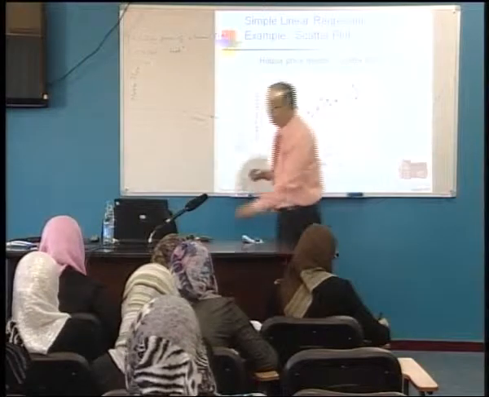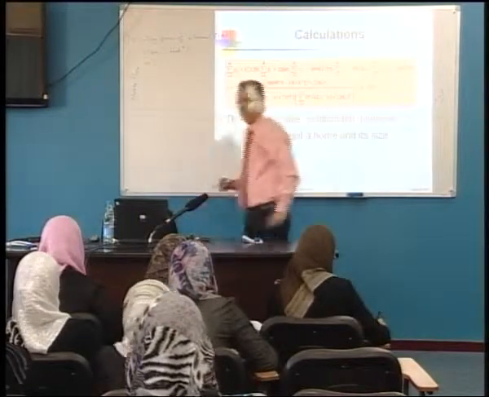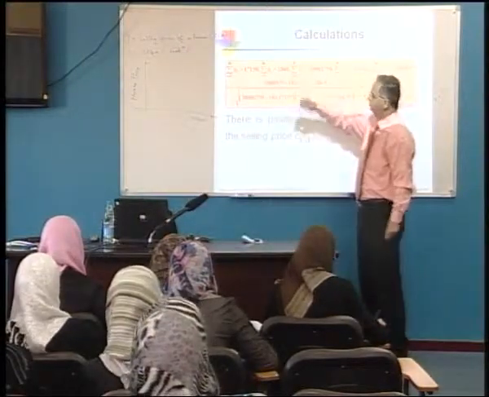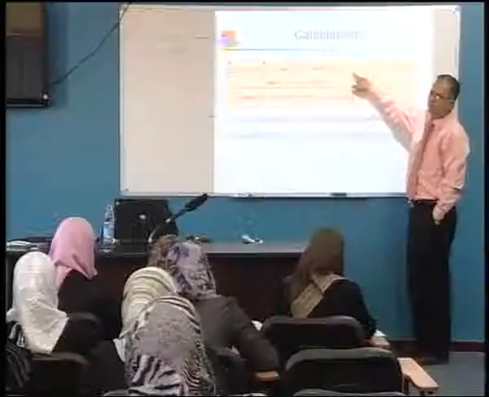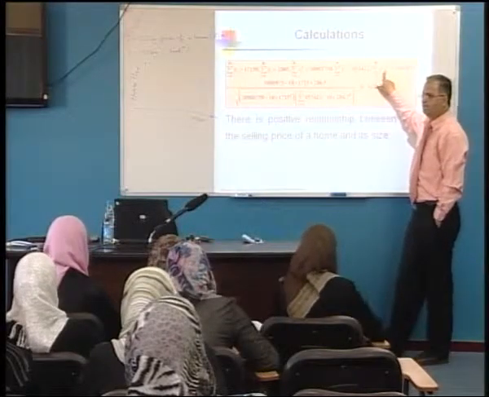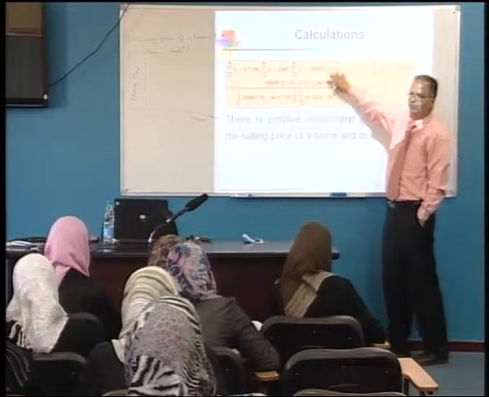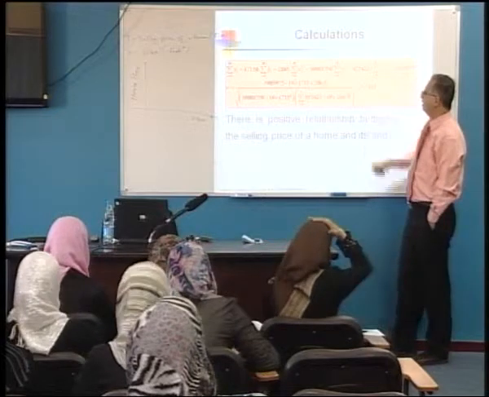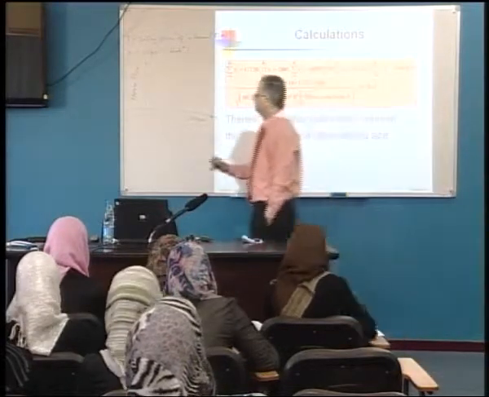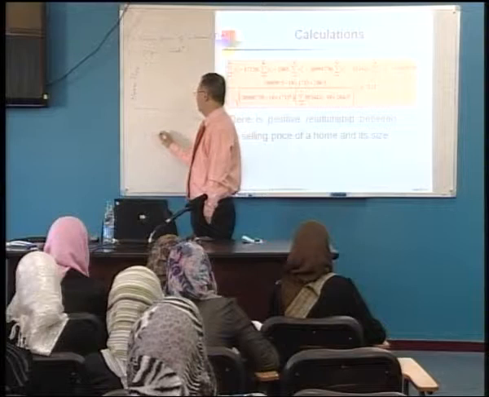Now, by looking at the data, you can compute the sum of x values, y values, sum of x squared, sum of y squared, also sum of xy. Now plug these values into the shortcut formula we have. You will get R to be 0.76, around 76.